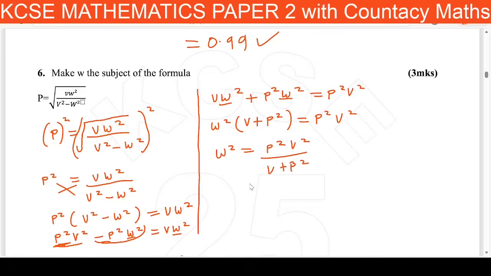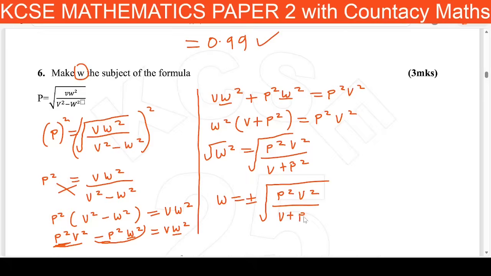Amazing. At least we've been able to put a w squared aside, and finally what remains is simply to find the square root on each and every side, because our main goal was to find a representation of w squared. So we are going to remain on the left side with w, and then on the right side we remember that when you find the square root of something at this level, you should be able to get it as positive or minus that value, and then we have got a big square root, p squared v squared, all that divided by v plus p squared.